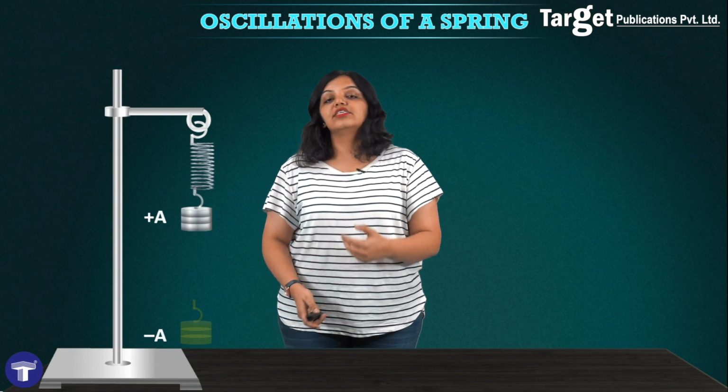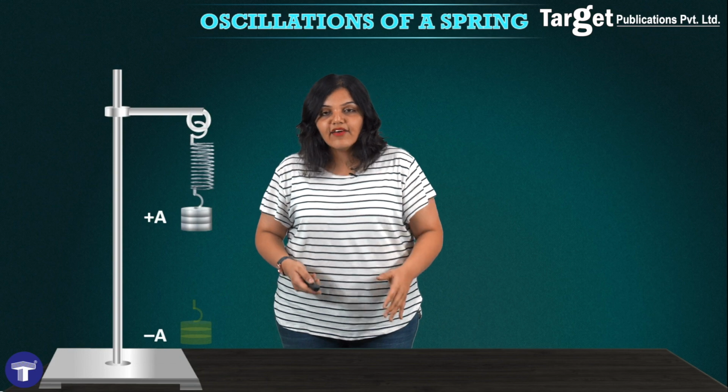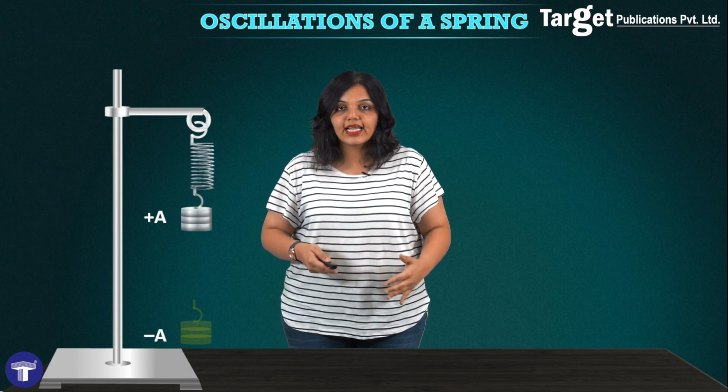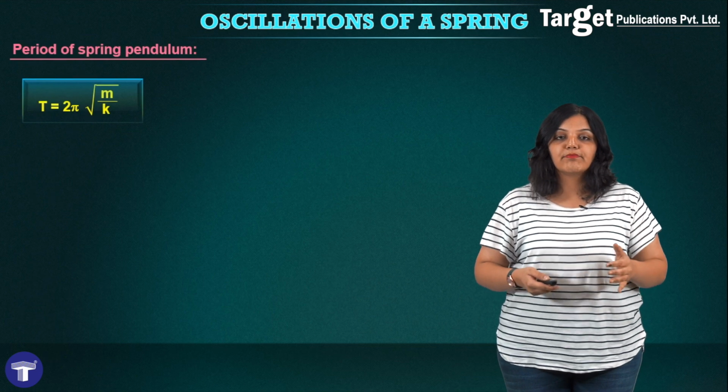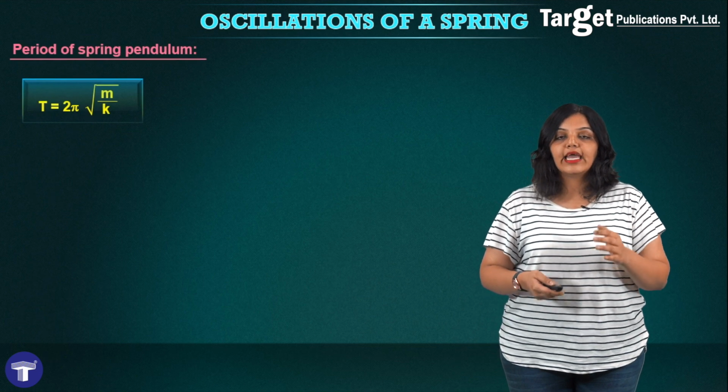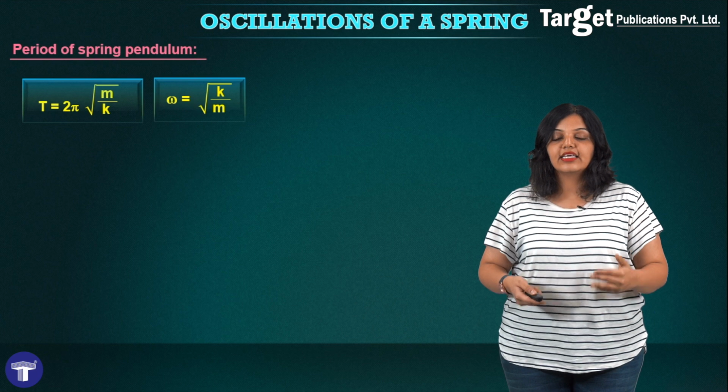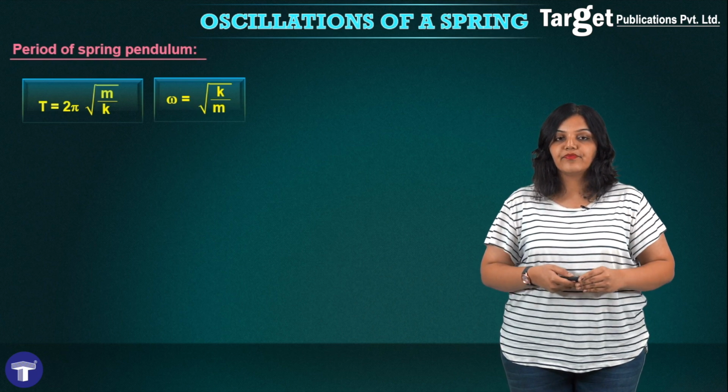And the spring is governed by Hooke's law, which we know is nothing but the force is equal to minus kx. And therefore, I say that the restoring force is equal to the spring force, that is equal to minus kx, where k is the spring constant. And therefore, k's value depends upon the elastic properties of the material of the spring. Now, from this, I get the time period of the spring pendulum, which is 2 pi root m by k, and omega is given by root k by m.